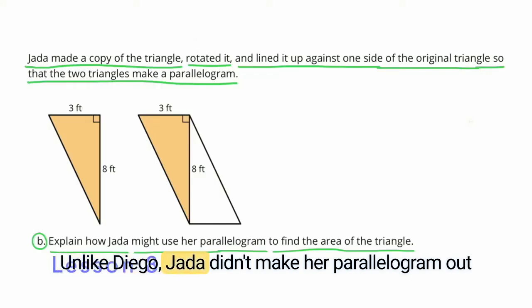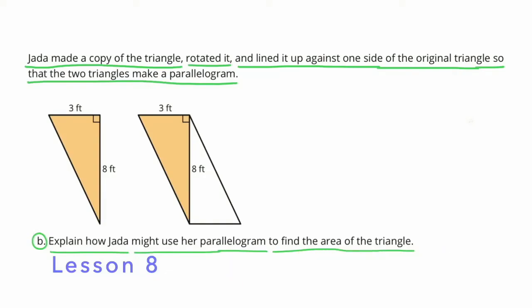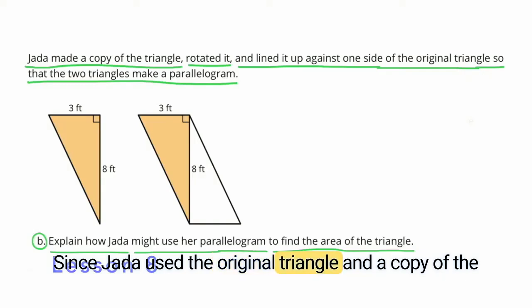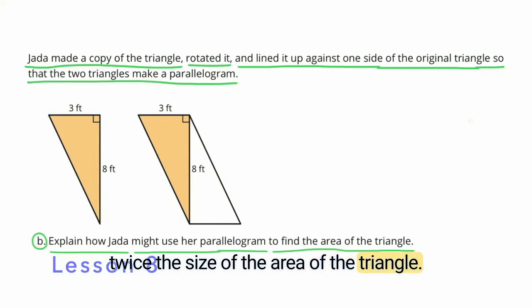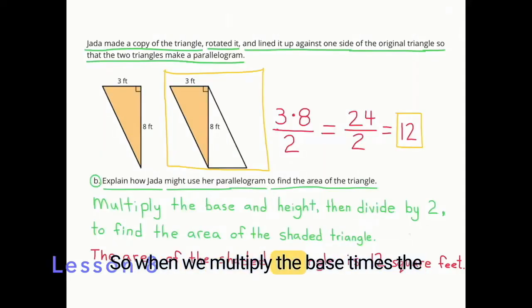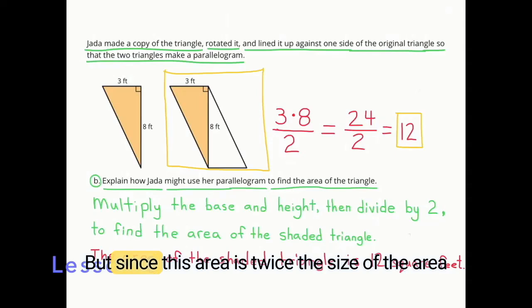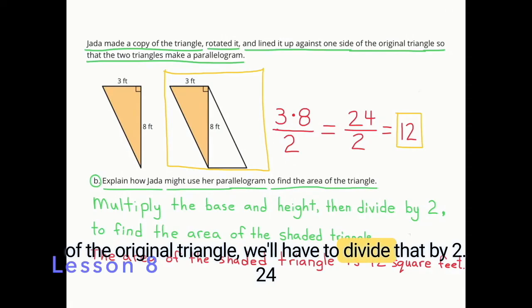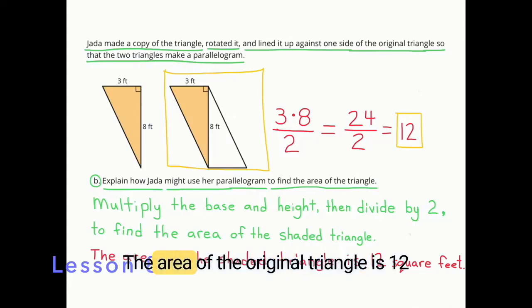Unlike Diego, Jada didn't make her parallelogram out of the same parts as the triangle. Since Jada used the original triangle and a copy of the original triangle, the area of her parallelogram is going to be twice the size of the area of the triangle. So when we multiply the base times the height, 3 times 8, we'll get 24. But since this area is twice the size of the area of the original triangle, we'll have to divide that by 2. 24 divided by 2 is 12. The area of the original triangle is 12 square feet.